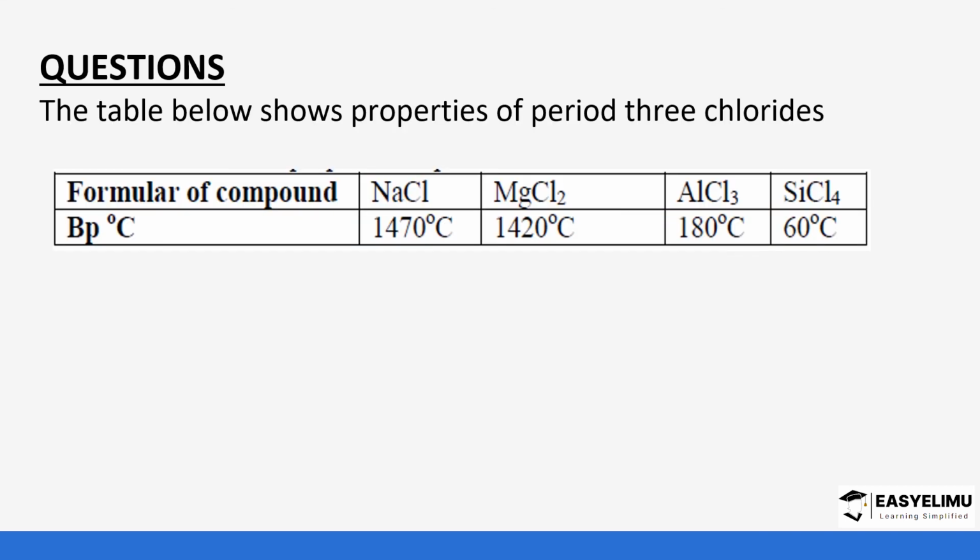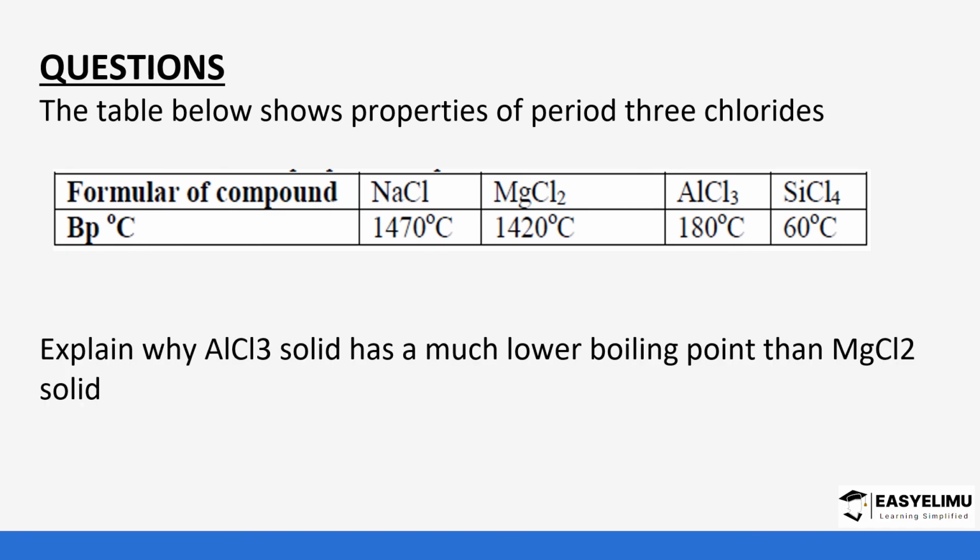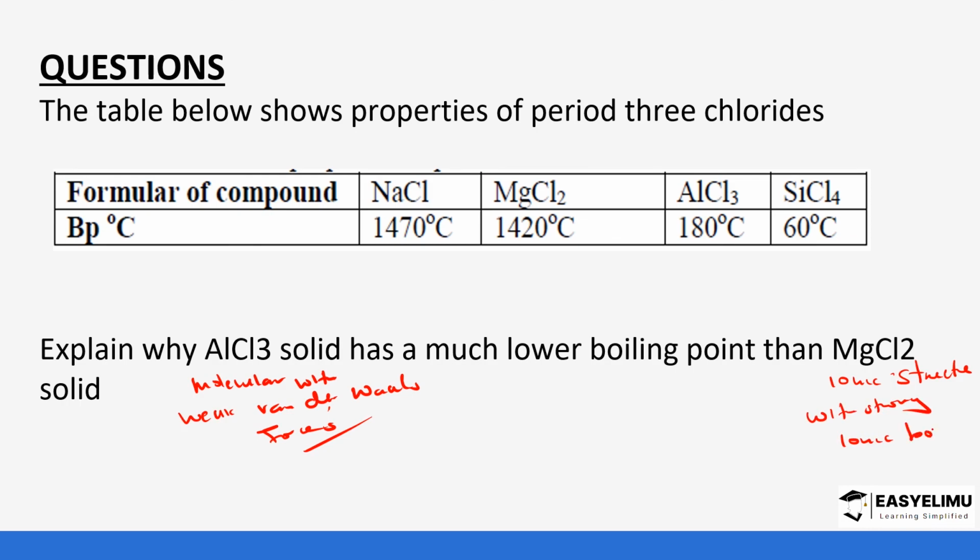So the table below shows the properties of period 3 chlorides: sodium chloride, magnesium chloride, aluminium chloride, silicon 4 chloride. Explain why aluminium chloride solid has a much lower boiling point than magnesium chloride. So we said that aluminium chloride is molecular with weak van der Waals forces between the molecules, while magnesium chloride is an ionic structure with strong ionic bonds between the structure. So you require more energy with magnesium chloride than in aluminium chloride.